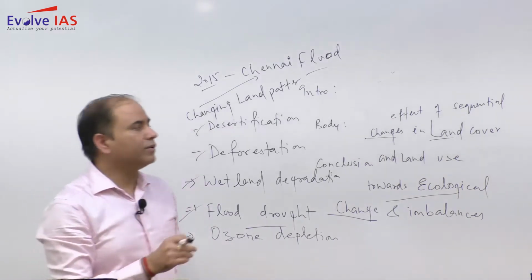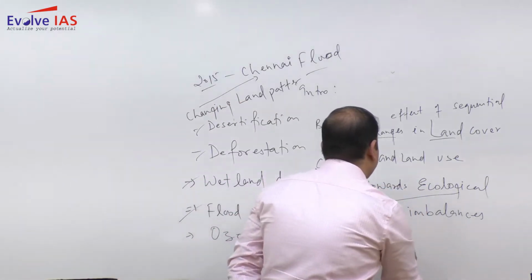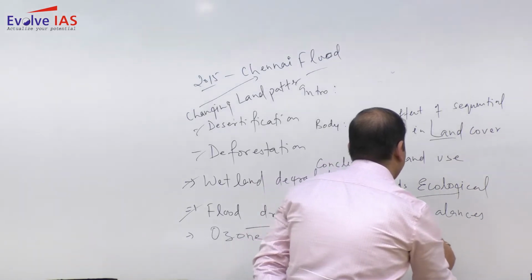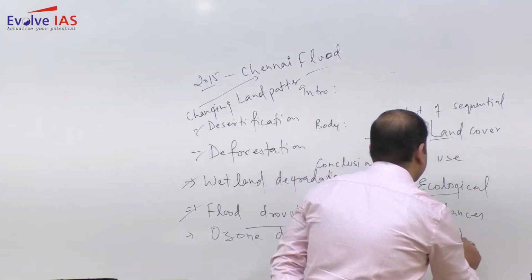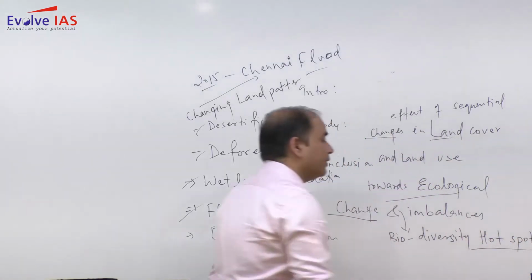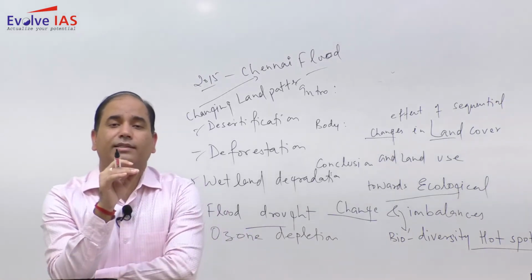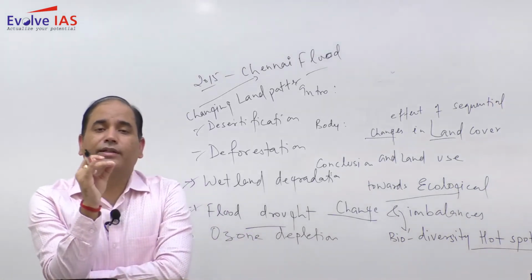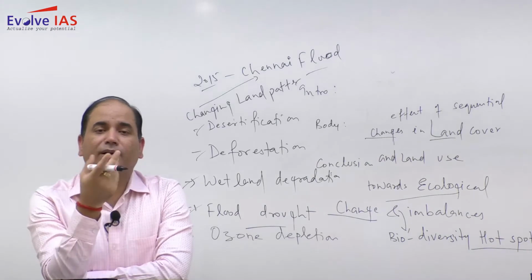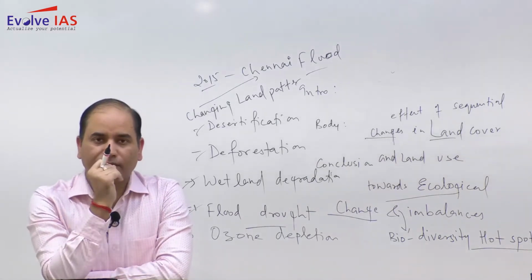You can also write in this part about the biodiversity hotspot. So mentioning the biodiversity hotspot can also be given. Of the biodiversity hotspots, two very important ones lie in India: one is your Western Ghats and one is your Himalayan ecosystem. Now the question is, what is this biodiversity hotspot?